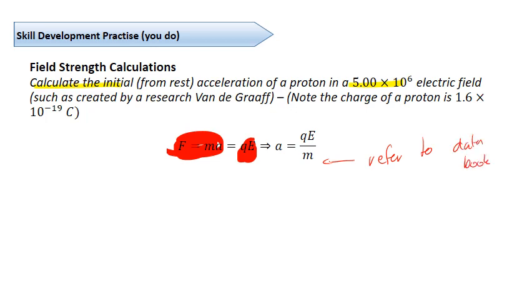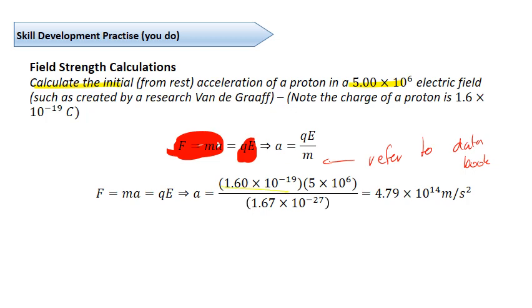However, we can substitute in our known values. We get our charge 1.6 times 10 to the negative 19, and that's given in our question, multiplied by E, the electric field strength, and that is 5 times 10 to the 6, divided by the mass of our proton. You can find that information from your data book. Putting this into a calculator, you should get 4.79 times 10 to the 14 meters per second there. Really important that you are putting in the correct units.